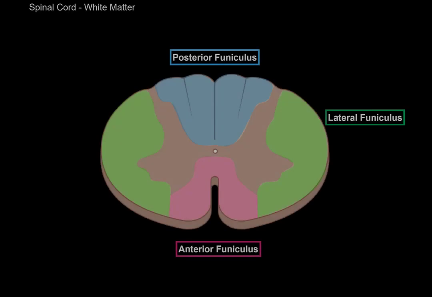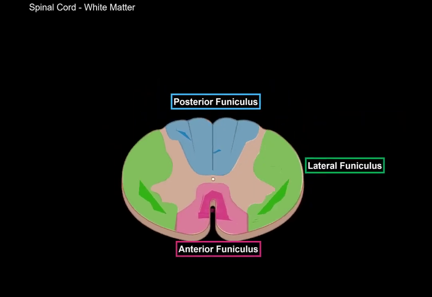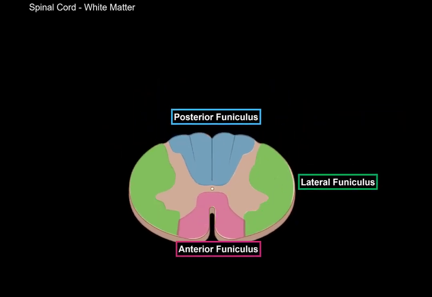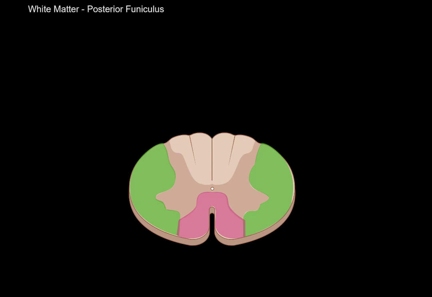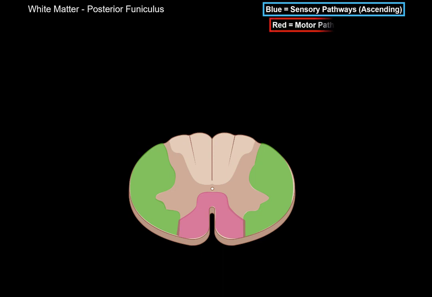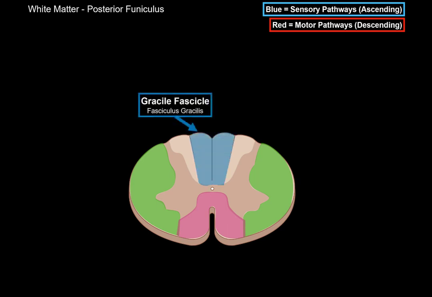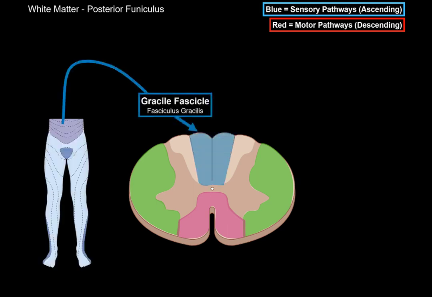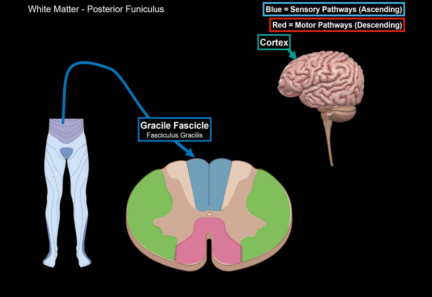So let's now start by talking about the tracts within each of these funiculi, and we will start with the posterior one. In this diagram, I've made the blue colors represent sensory fibers, and the red ones represent motor fibers. The posterior funiculus has two sensory fibers, and the first one is called fasciculus gracilis. This tract conducts impulses from the lower parts of the trunk and the lower limbs, so it's present in all the segments of the spinal cord, and it takes the information to the cortex.